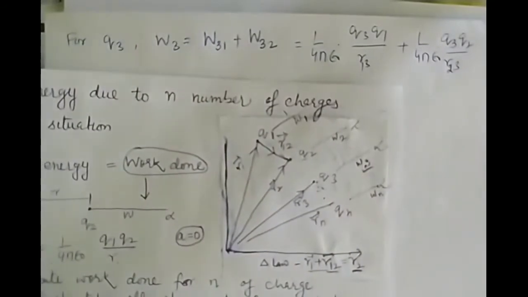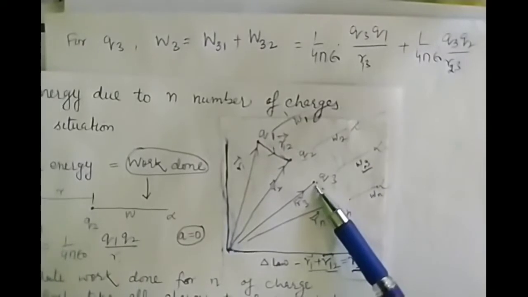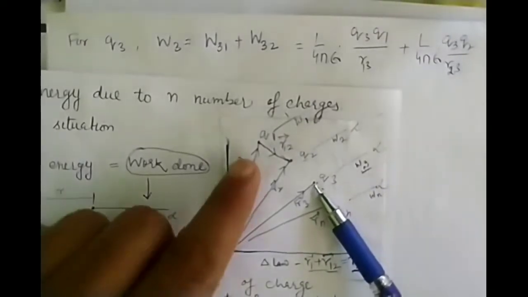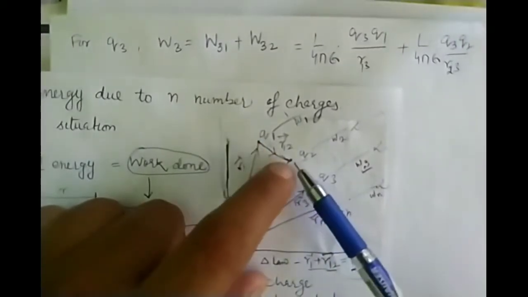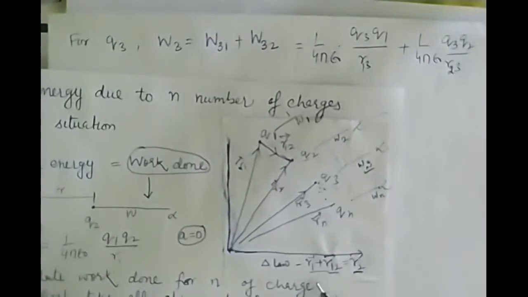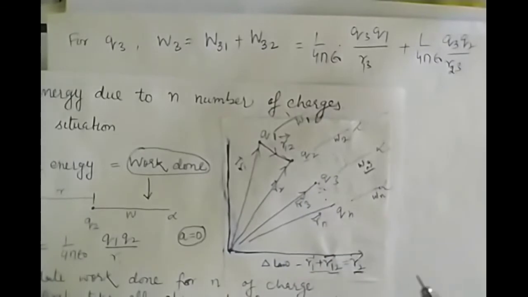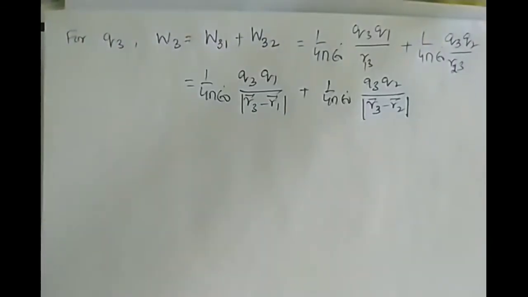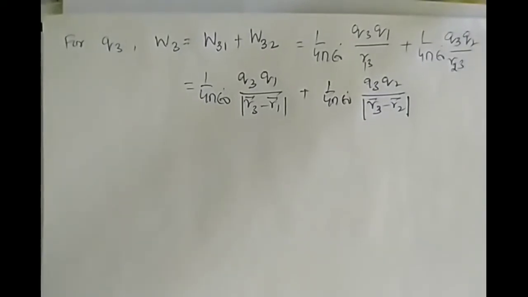If you see this diagram, to bring this charge Q3, you have to do the work against this charge. So it is R1 to R3 and R2 to R3. If you write the triangle law on the same basis, R1 to 2 is equal to R2 minus R1. Similarly, it will be 1 upon 4 pi epsilon naught Q3 Q1 over the magnitude of R3 minus R1 vector, plus 1 upon 4 pi epsilon naught Q3 Q2 over the magnitude of R3 minus R2.